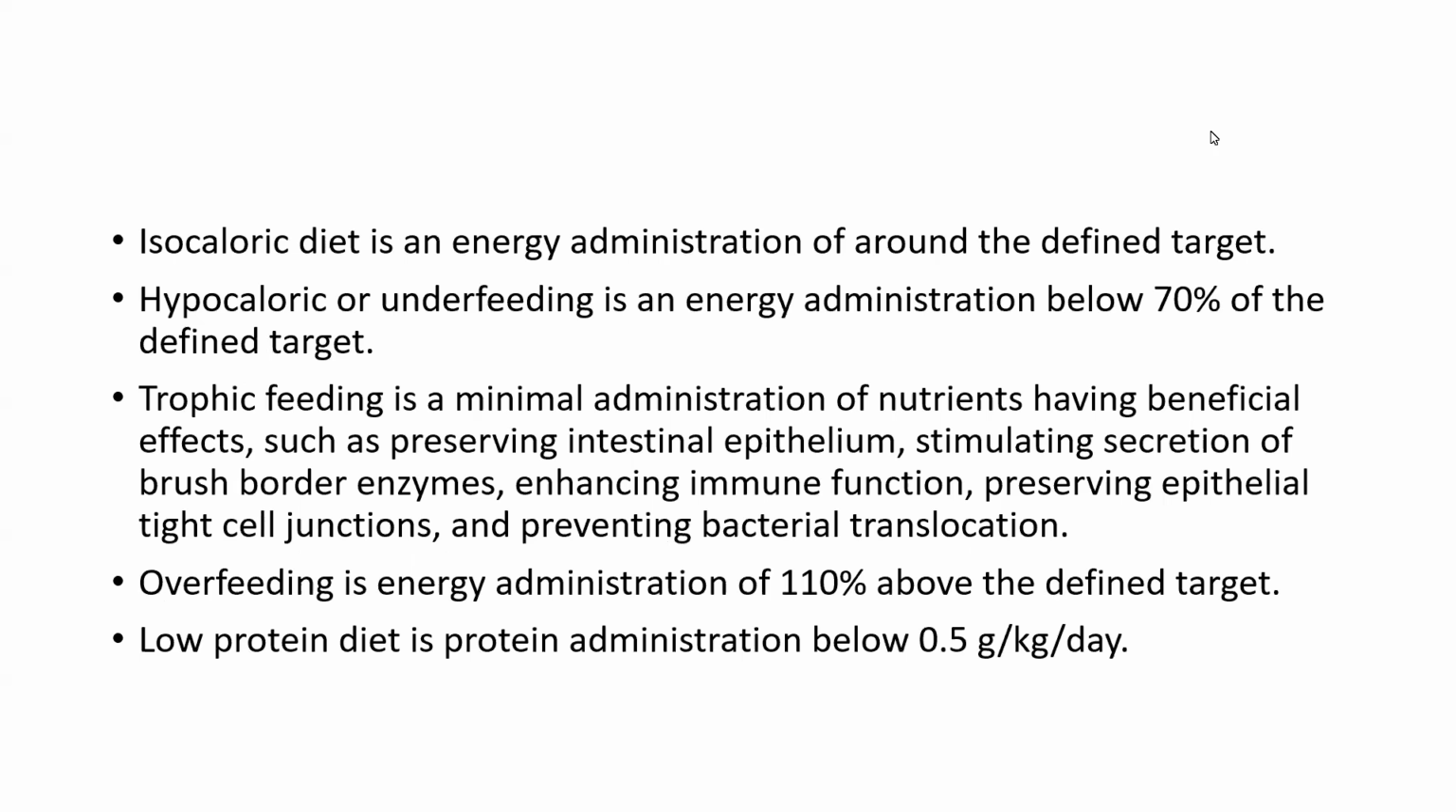Isocaloric diet is the energy administration around the defined target. Hypocaloric feeding or underfeeding is the energy administration below 70% of the defined target. Trophic feeding is the minimal administration of nutrients having a beneficial effect, such as preserving the intestinal epithelium, stimulating the secretion of brush border enzymes, enhancing immune function, preserving epithelial tight cell junctions, and preventing bacterial translocation. Overfeeding is the energy administration of 110% above the defined target. Low protein diet is protein administered below 0.5 gram per kg per day.